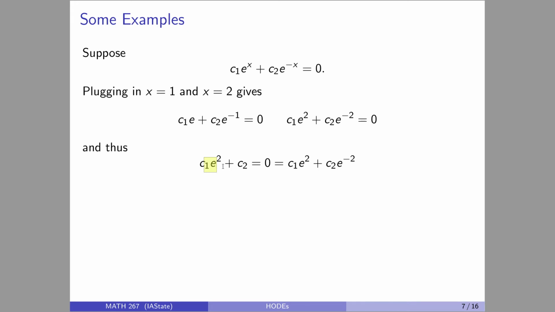And hey, look at that. C1 e squared and C1 e squared, I've matched those terms, so I can now solve for c2. That forces 1 minus e to the negative 2 times c2 to equal 0, which means that c2 itself must be 0. Nice.